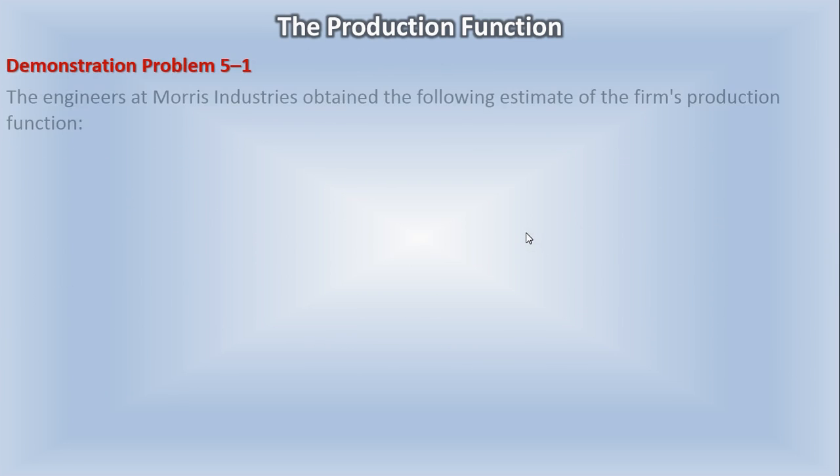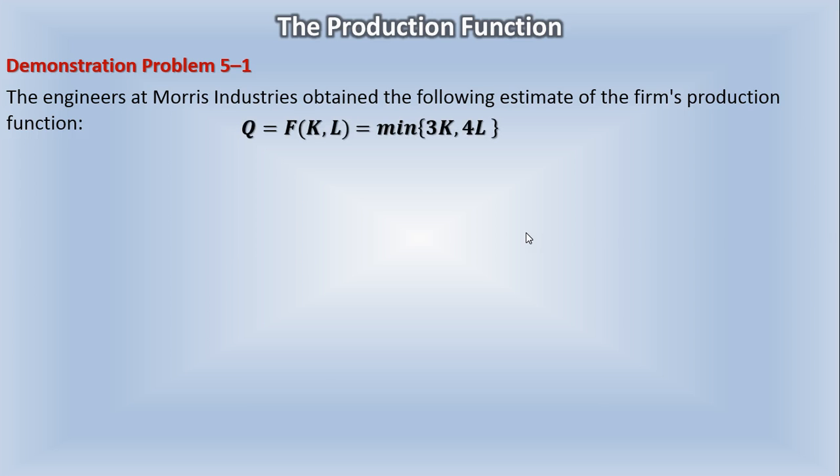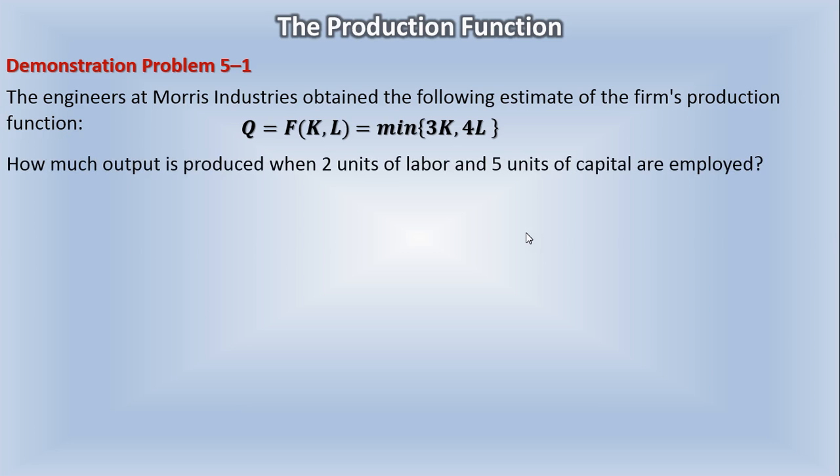All right, so let's do a quick demonstration problem to see how this Leontief production function works. Engineers at Morris Industries obtained the following estimate for the firm's production function. It's a Leontief production function. It looks like this, so it's not a 1-to-1 relationship anymore. It's basically a 4-to-3 relationship. But they need to be hired in those kinds of proportions in order to increase your output. How much output is produced when 2 units of labor and 5 units of capital are employed, given this Leontief production function? So how many units of output are produced?